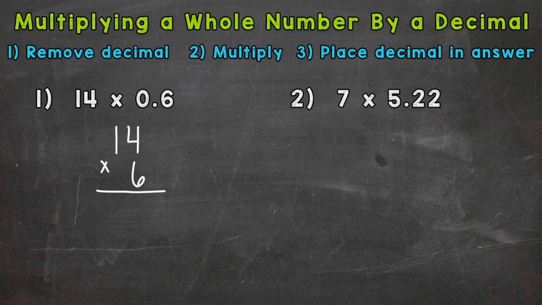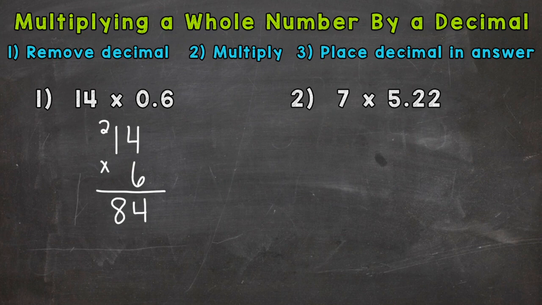Step 2, we multiply or solve just like we would any other multiplication problem involving whole numbers. So 6 times 4 is 24. 6 times 1 is 6, plus that 2 is 8. So we get an answer of 84, but we're not quite done yet. Step 3, we need to place the decimal in our answer.